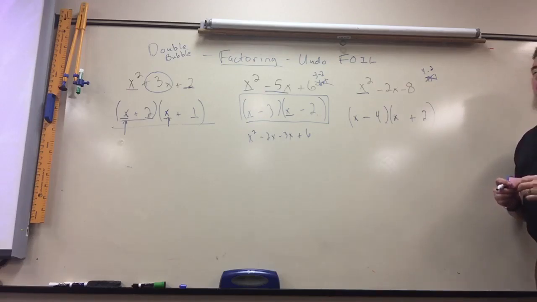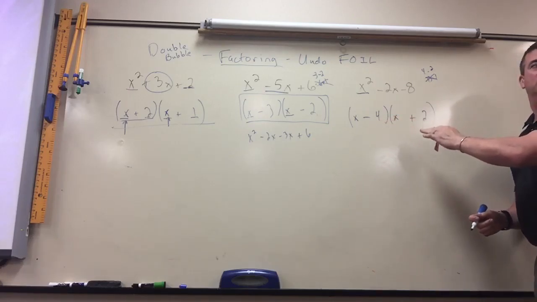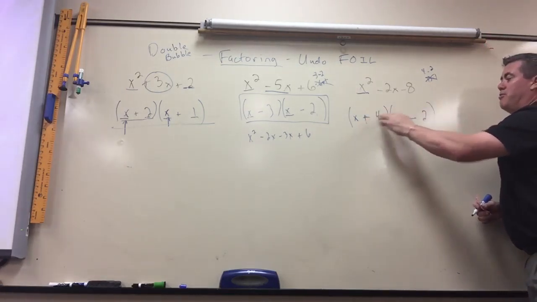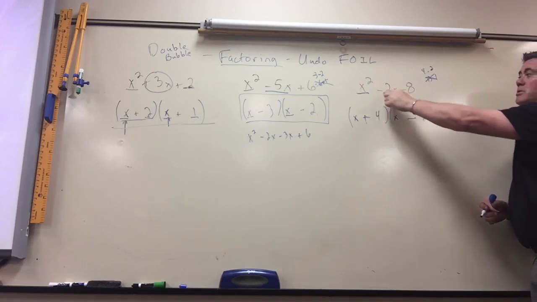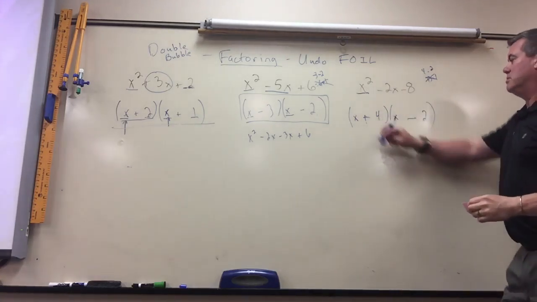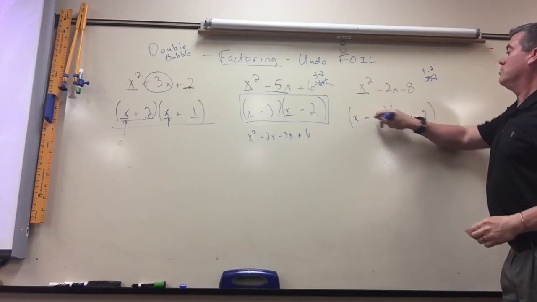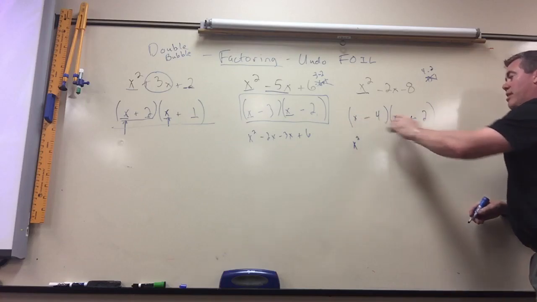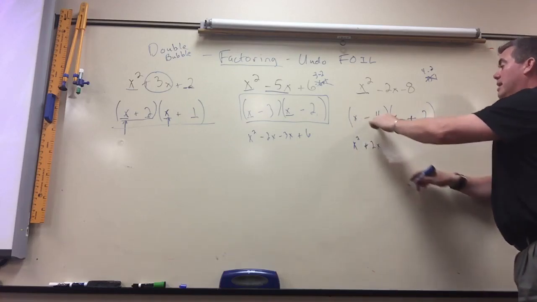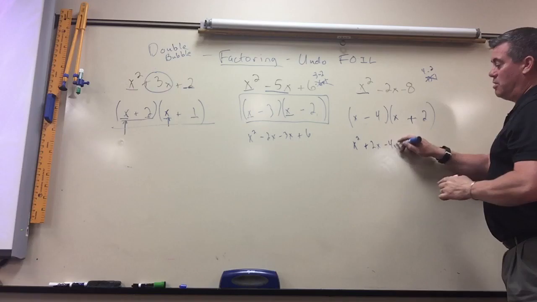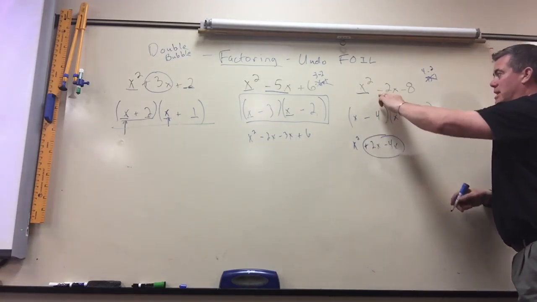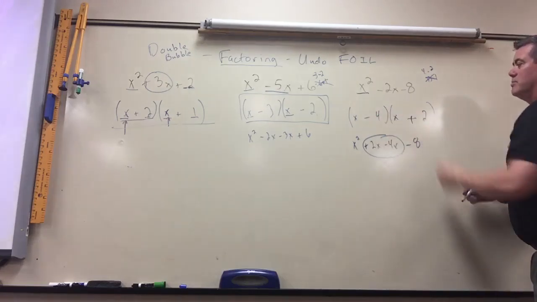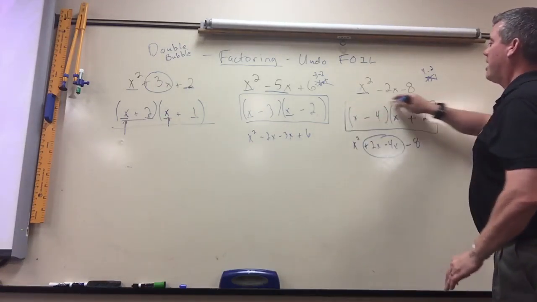How about if I put it the other way around? If you put a +4 and a -2, that wouldn't work because a +4 and a -2 is a +2. We have to end up with a -2. So when you check it, first times first is x squared. That gives you 2x. This gives you negative 4x, which combines to make the negative 2. And then last times last is a negative 8. So I know that's the right answer.